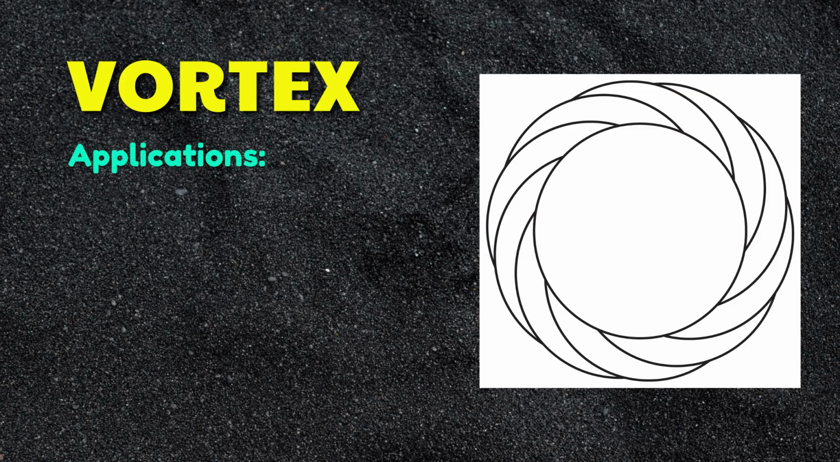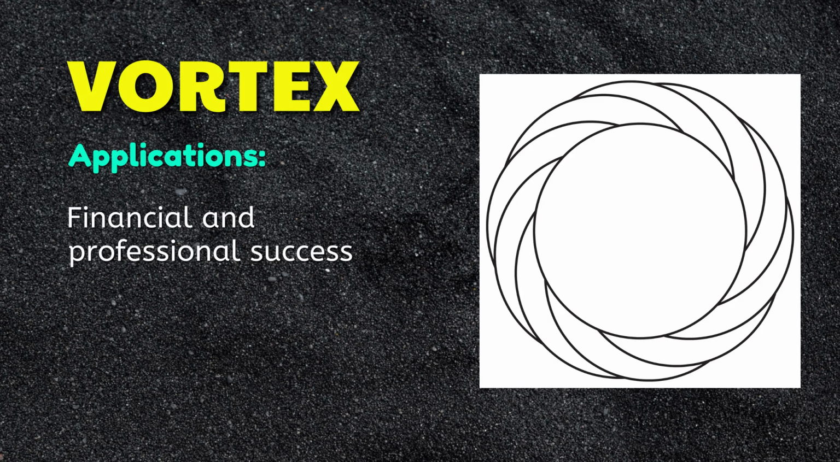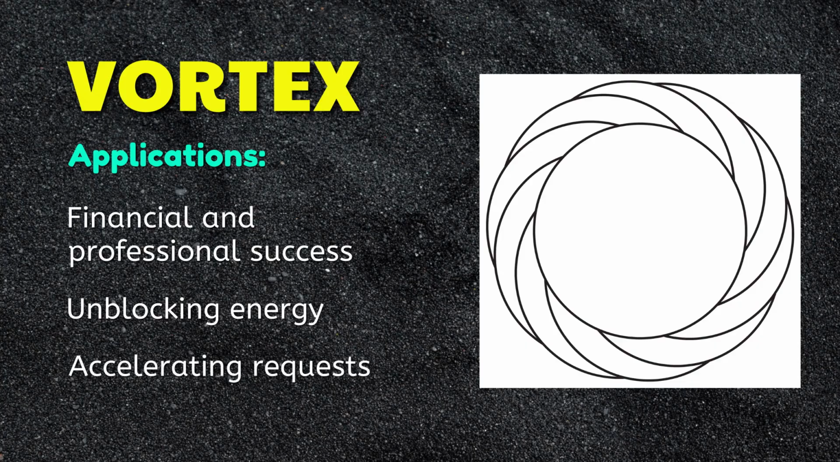Key practical applications include financial and professional success, attracting prosperity, facilitating closing deals and buying or selling assets, and aiding in the job search. Unblocking energy clears away interference and stagnant energy that hinder the achievement of goals. Accelerating requests boosts the auric field so that the desire specified in the command manifests more quickly. In simple words, the vortex graph helps move the energy from where you are now toward where you want to be.